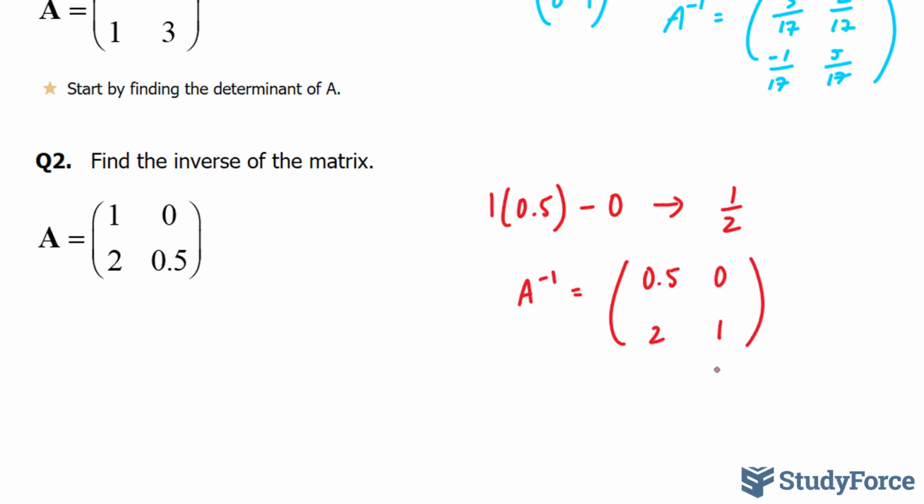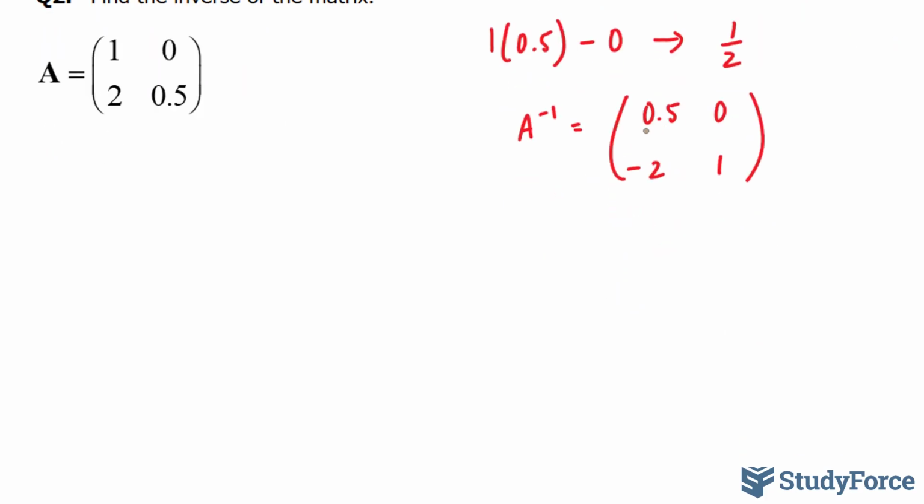Next, we have to switch the signs of 2 and 0. Notice that 0 is already 0, so that stays the way it is. But 2 becomes -2. And the last step is to divide every element here by half. Let's go ahead and do that. This divided by a half, this divided by a half, this divided by a half, and that divided by a half gives us 0.5 divided by a half is 1, 0, -4, and 2. That right there represents the inverse of this matrix.